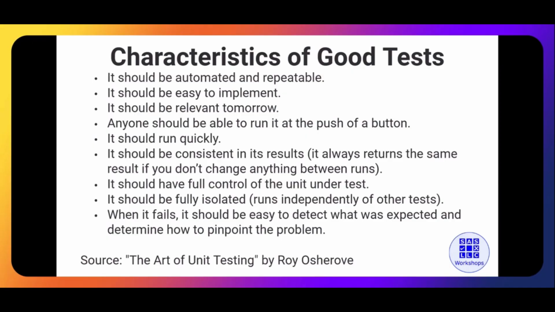As an example, if you have one test that tests writing something to the database, and then the next test reads that same thing, if the write failed, then the read would also fail. We don't want that. Or if you change the order and you tried to read before it wrote, the read would also fail. So that's what we're trying to avoid. And one of the last ones is when a test fails, we want it to be very easy to detect what was expected and determine how to pinpoint the problem.